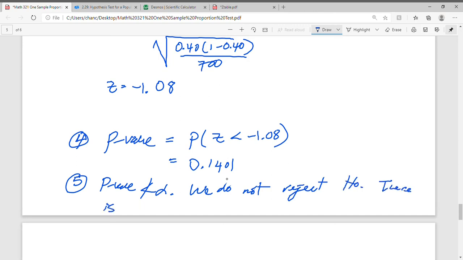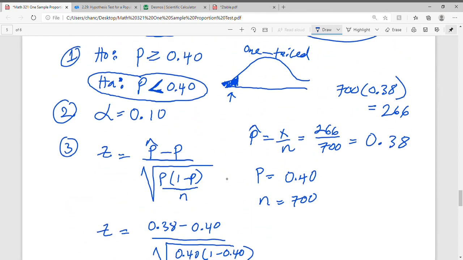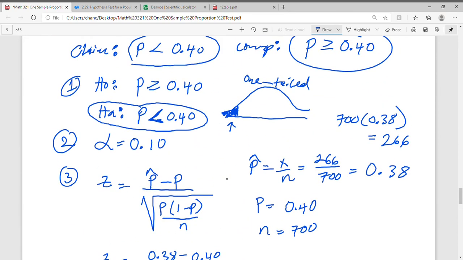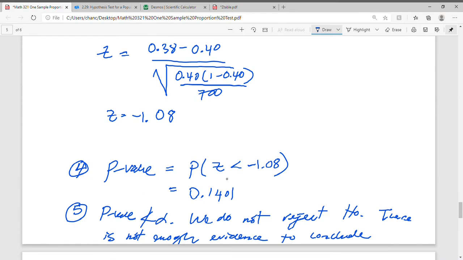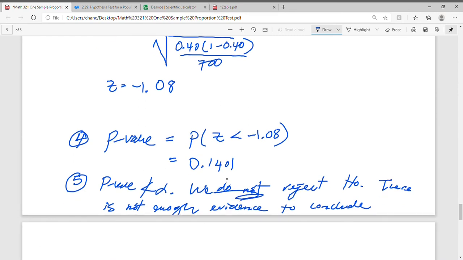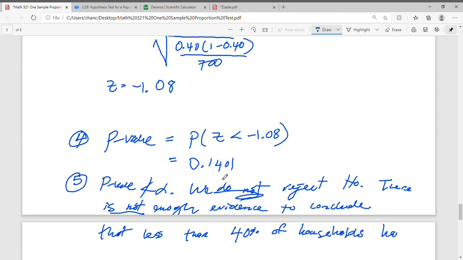There is not enough evidence to conclude. And recall, our conclusion is always in terms of HA. Let's look at HA. We want to say that the percentage is less than 40%. We do not reject the null hypothesis. There is not enough evidence to conclude that less than 40% of households have a firearm.